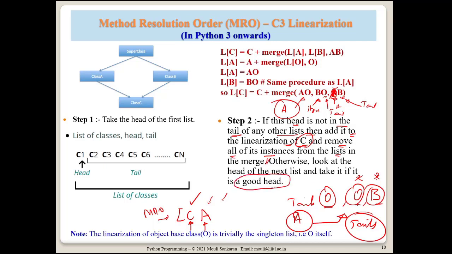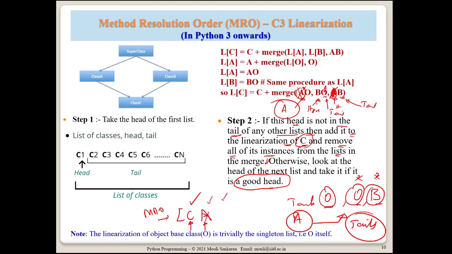What I mean by a good head, I will tell you. Suppose I searched for this A in the tail. Imagine instead of O, there was an A. That means it is there in the tail. Then it is not a good head. If I find it in some of the tails, I am not going to use this head at all. I am not going to add it at all if I find it in the tails of any list. But if I don't find it, I am going to add it and remove any other instances of it, such as in the head.